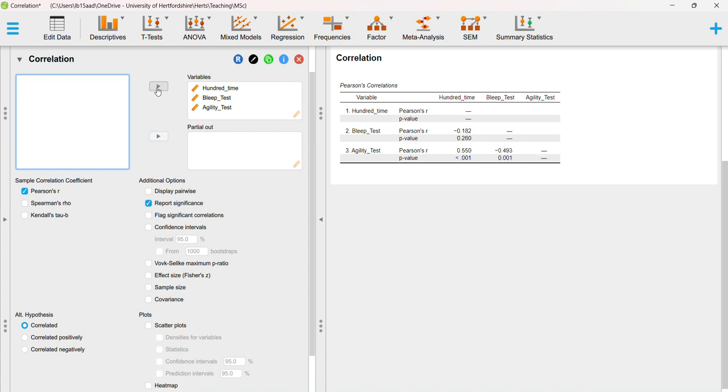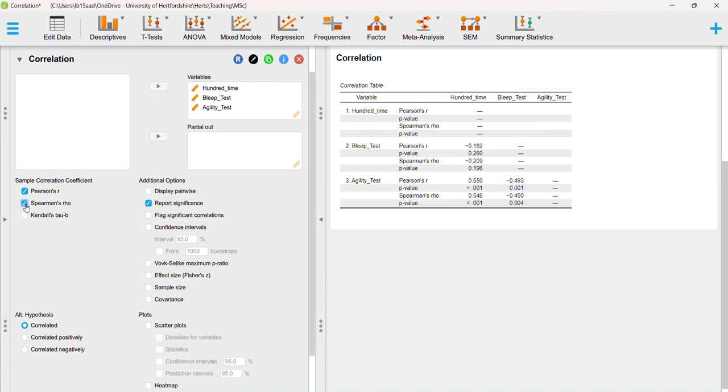I'm going to click Pearson and Spearman because I need to do both, because I need to remember we've just said that the 100 metre sprint time was normally distributed, the bleep test wasn't, and the agility was. So I'm going to do both of the different tests.